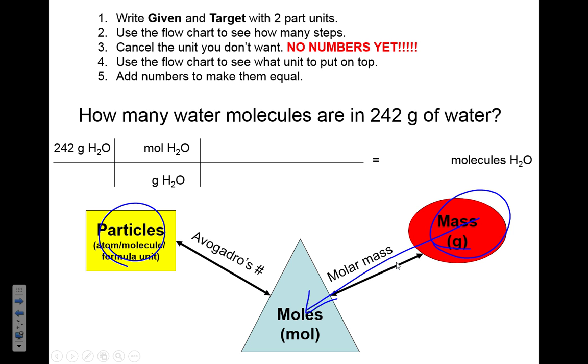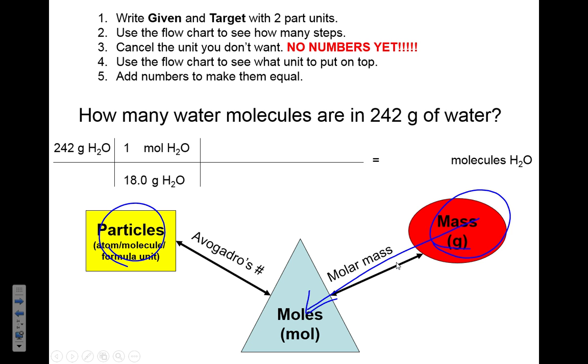But don't forget, in order to make this a valid conversion factor, we have to complete the numbers that make them equal. So we have to remember it's the mass from the periodic table of 1 mole. Well, hydrogen is 1.0. We've got two of them. That's 2.0. Oxygen is 16.0. 2.0 plus 16.0, 18.0 grams of water in 1 mole.